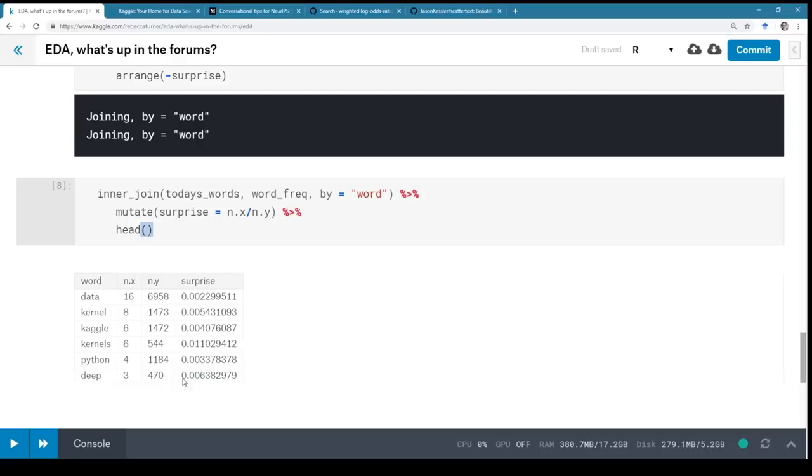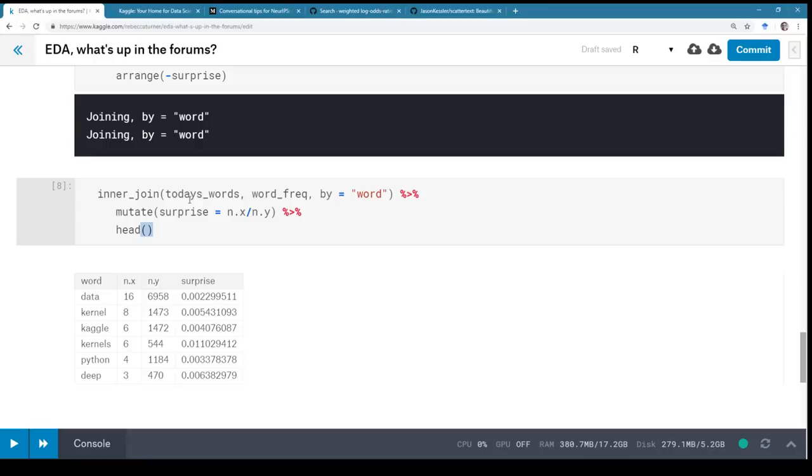But if a word is very uncommon and we see it a lot today, it takes a lot less to make that surprising. So you can see the most surprising word here, the word with the highest surprise value, is kernels, which in the entire corpus has only occurred 544 times, and this week it showed up 6 times, which is much more surprising than seeing data 16 times, because we usually see data about 10 times as much as we see kernels. And these are words in the forum topics, if that makes sense.